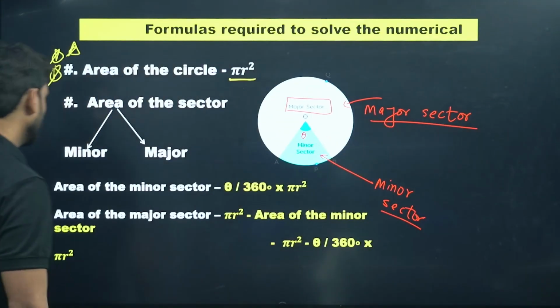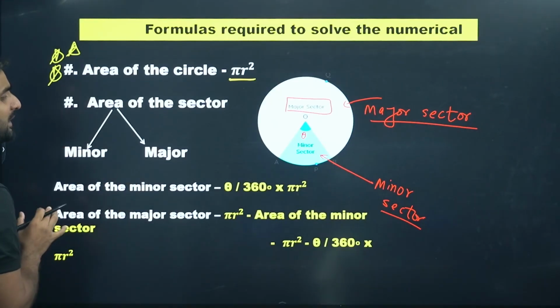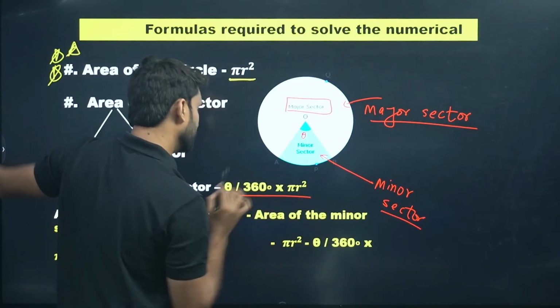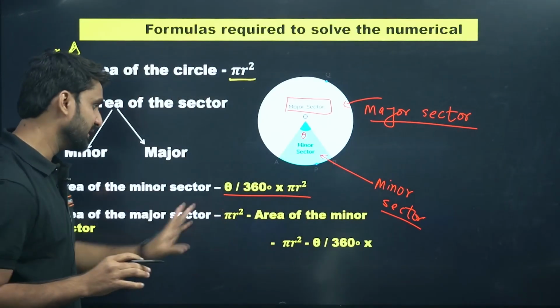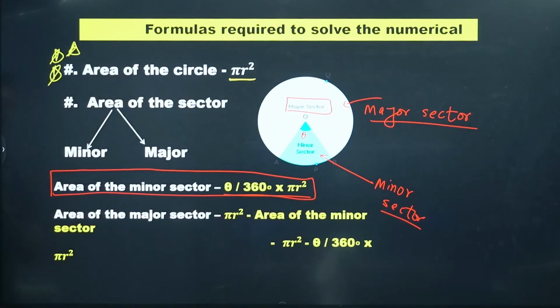Okay, so how can we find out the area of the minor sector? To calculate the area of the minor sector, we are going to use this formula: theta by 360 times pi r square. A very important formula to calculate the area of the minor sector.